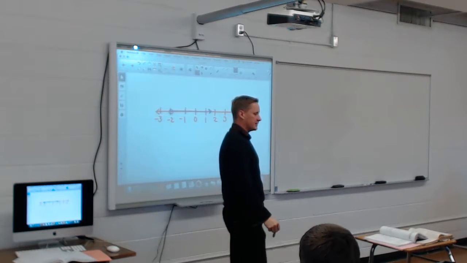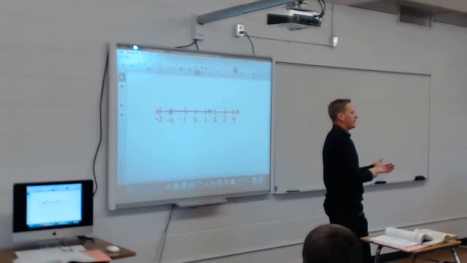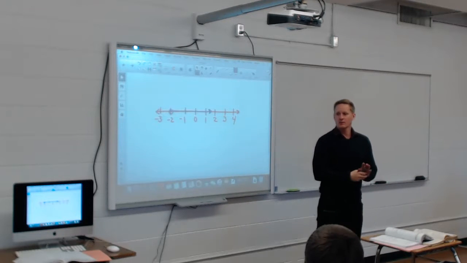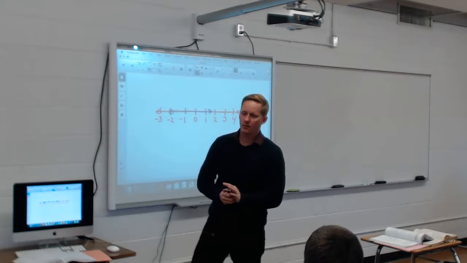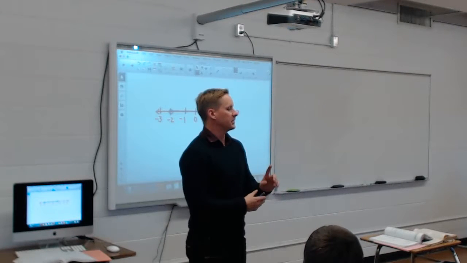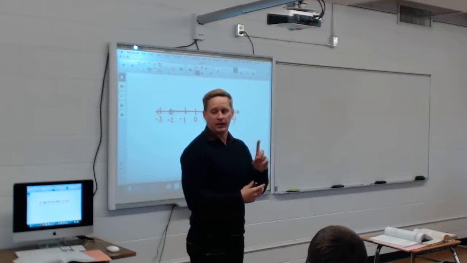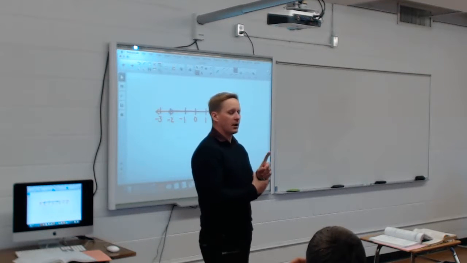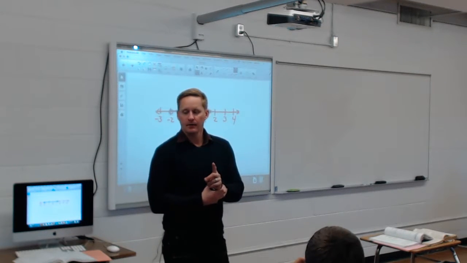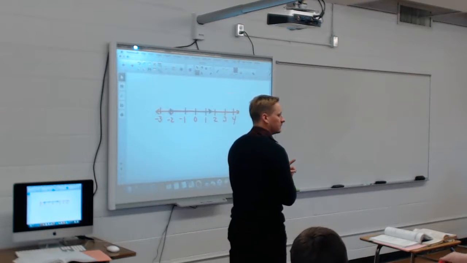Okay, what's the difference between this graph and the first graph I did? -2 goes all the way to +4. Nope. It's not including -2. That's the first thing that's different, right? Because it's an open dot. So it's not including that. Yeah. What else is different?